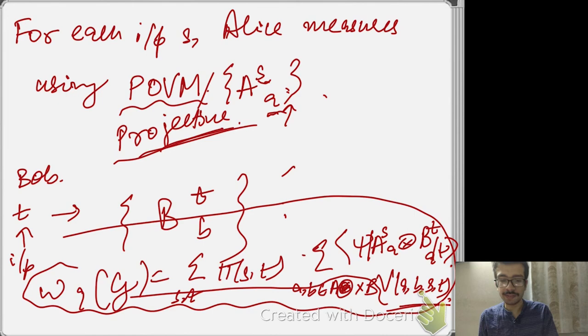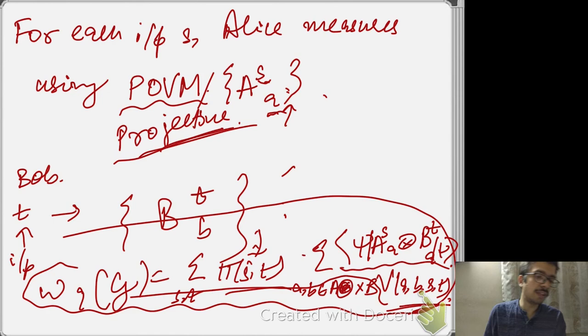Essentially, what we are trying to see here is that we are averaging over the inputs first. So pi(S,T) is a distribution over my input set, and then for these inputs I compute the distribution over outputs. For that distribution I average out V(a,b,S,T), which is the valuation function.